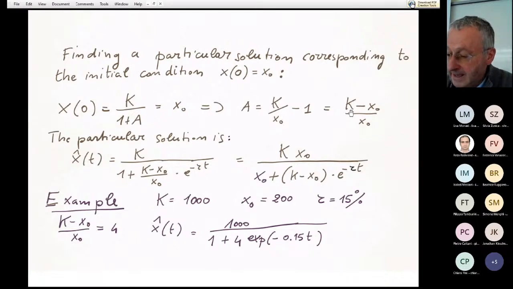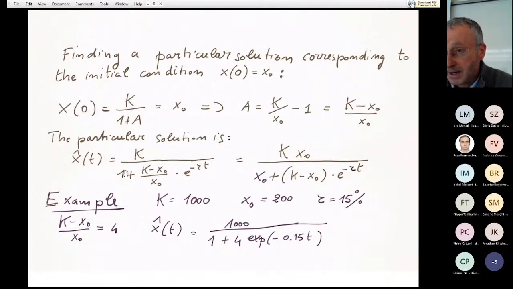Now we have an x0 in the denominator, and there is another denominator. Multiply both numerator and denominator by x0. So this becomes x0, this x0 disappears, and you have the solution here. This is the solution to our logistic growth equation.